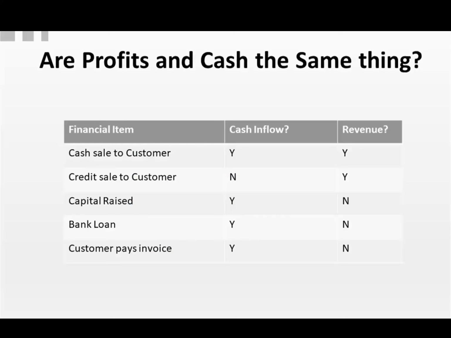So in that case, if you're on a cash basis, that's a sale, and you've got revenue, you're bringing in cash. But if you do a credit sale to a customer, you're getting revenue on an accrual basis, but you're not getting any cash. If you raise capital, so if I were to get an investor, that's an influx of cash, but it's not revenue. And then you get a bank loan, that's an influx of cash, but not revenue. Customer pays an invoice, it's an influx of cash, but it's not revenue because we already recognized that revenue. So understanding of those differences and the trigger points about what impacts profit and cash is important.